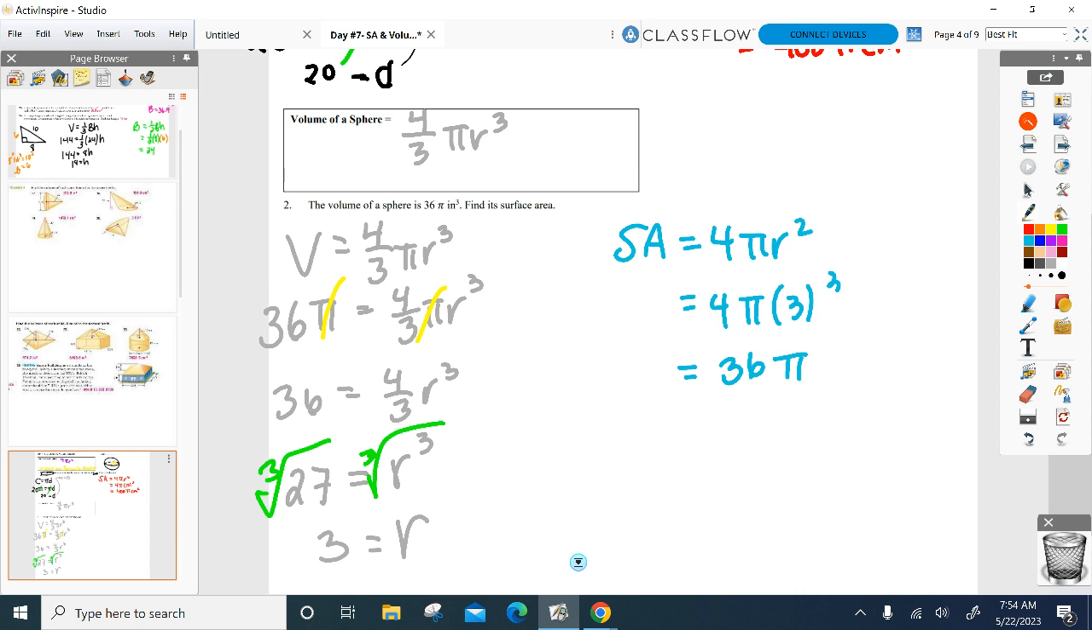Oh, it's the same? No, it's not the same. Volume and surface area are totally different. Remember, volume is on the inside, surface area is on the outside. So they don't end up being the same. Plus, these are squared units. Not the same.